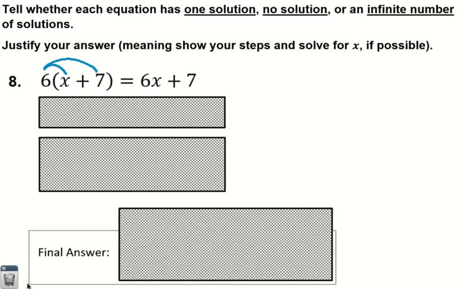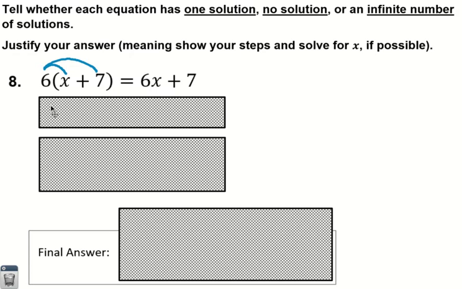Number 8 and number 9 say to tell whether each equation has one solution, no solution, or an infinite number of solutions. Justify your answer, so show some work. So in number 8, the first thing we would do, and it's kind of the same song and dance, is look to get x all by itself on one side of the equation. So you approach it that same way. The first thing we would do is clear the parentheses with the distributive property.